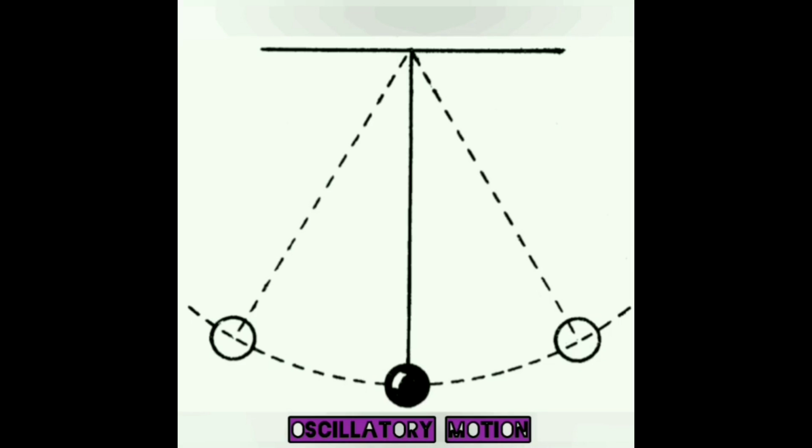The fifth one is the oscillatory motion, coming back to the same position after a fixed time interval, like a pendulum. The pendulum just moves to and fro, and it comes back to the same position after a fixed interval of time.